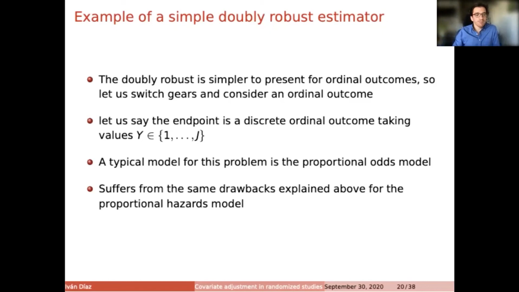And so a typical model, instead of the Cox proportional hazards model for this problem, would be the ordinal logistic regression model, which assumes proportional odds. So we're going to work with that model. That model, in the context of ordinal outcomes, suffers from exactly the same drawbacks as we explained above for the proportional hazards model. It has exactly the same problem, and I'll show you exactly where the problems come, like in the estimation procedure.